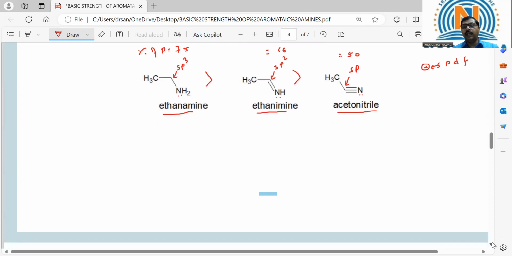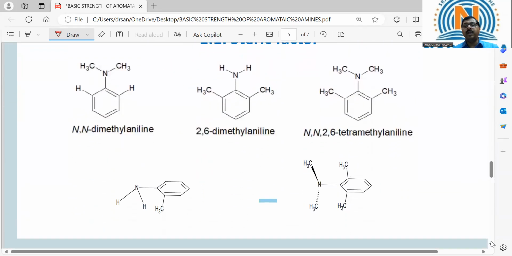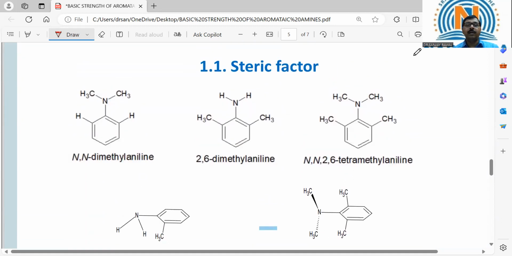Now, the next factor, which plays a very important part while deciding the basic strength of substituted anilines, is the steric factor. What is the steric factor? The steric factor is basically the interaction or repulsion between the electronic fields of substituents. Say, when we compare N,N-dimethylaniline, 2,6-dimethylaniline, and N,N,2,6-tetramethylaniline in basic strength.